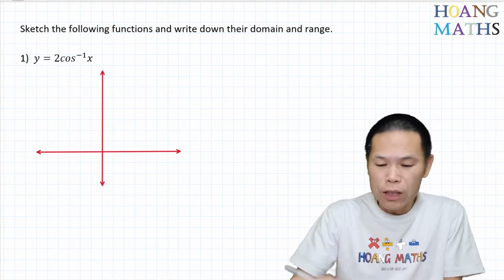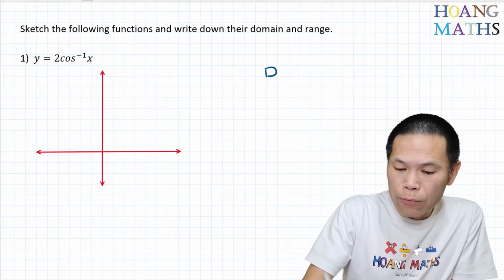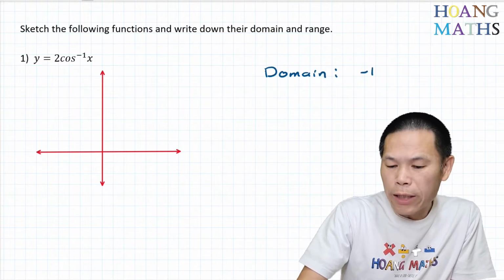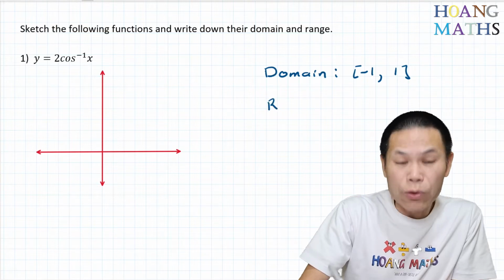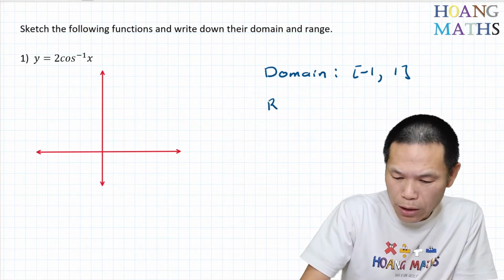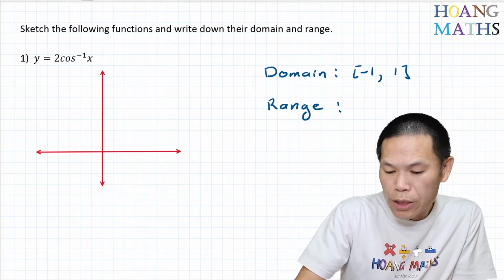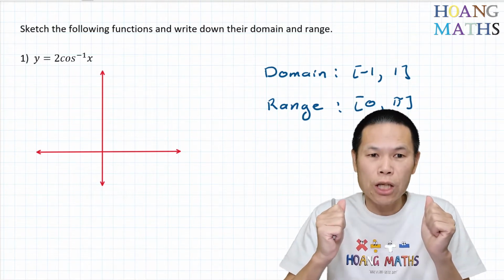So for cos inverse of x, we know that the domain of the functions is between -1 and 1. Okay, keep that in mind. And the range of the inverse cos, so let me just write this down, is between 0 and pi. So that is the domain and the range for the inverse cos of x.